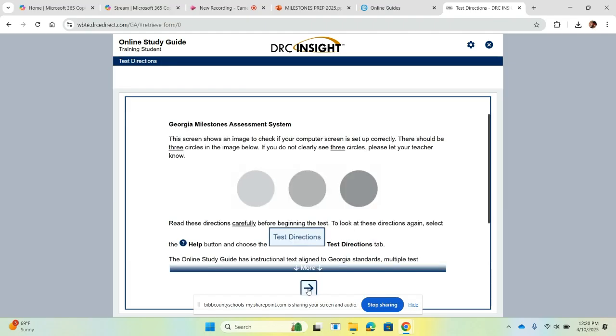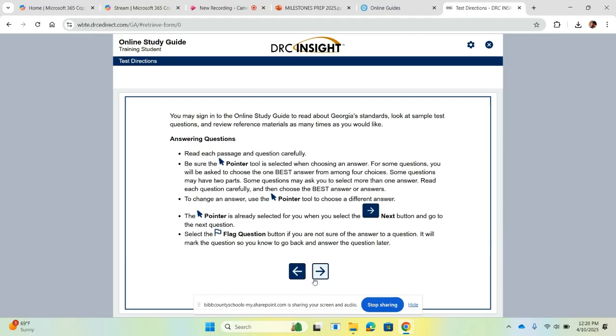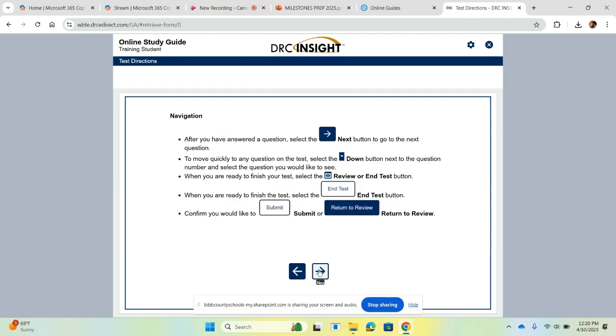And it's going to walk you through the tools that they're going to have. They're going to have a pointer tool. The pointer tool is already selected. They're going to use their arrows to hit the next button. They can flag a question. It means they don't understand it, or they want to come back to it. And parents, that's one of those test-taking skills that you need to talk to your student about. They need to be able to understand, I've spent too much time on this question. I've got to go to the next question.